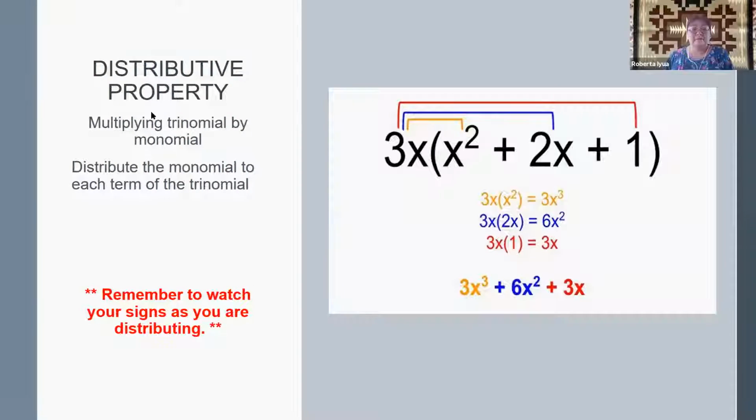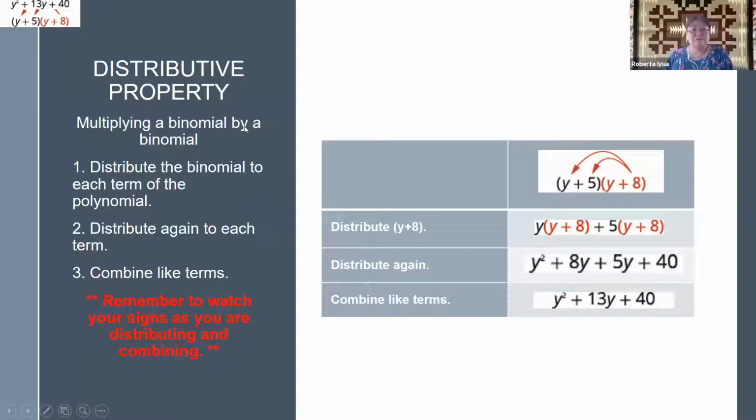In this distributive property, we'll be multiplying a binomial by a binomial. You will distribute the binomial to each term of the polynomial, and you can distribute again to each term, and you can combine like terms. We will be distributing the y plus 8 to each term of y plus 5, that binomial. So y times y plus 8 plus 5 times y plus 8.